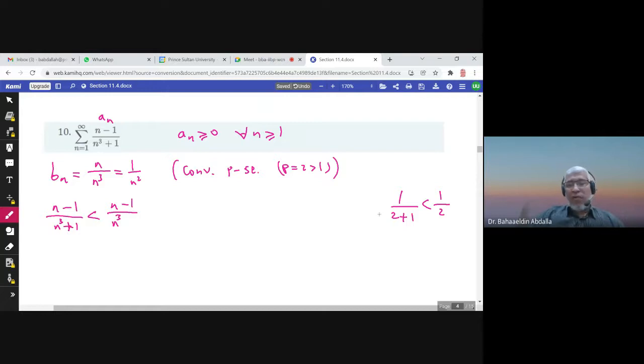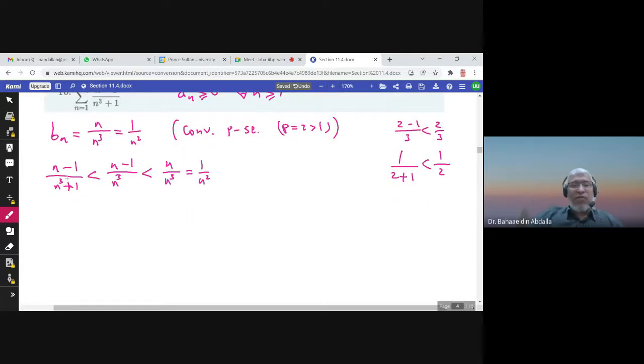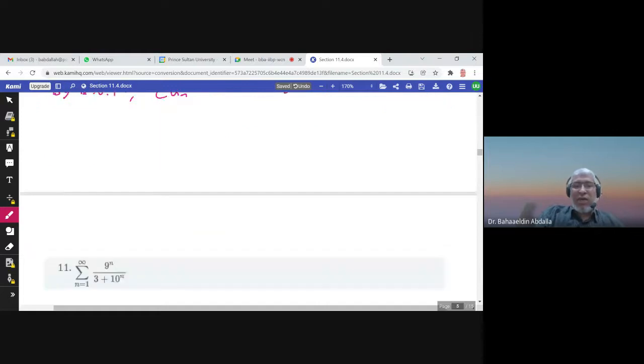And now, what about (2 - 1) over 3, and 2 over 3? Okay, this is 1 over 3. It's less than. So I can say less than n over n cubed, and this is 1 over n squared. So this is the proof that a_n is less than b_n. And hence, by the direct comparison test, the summation of a_n also converges because the summation of b_n converges and a_n is less than b_n.